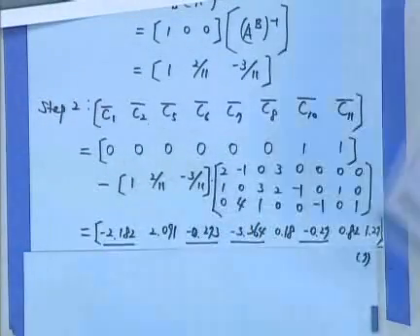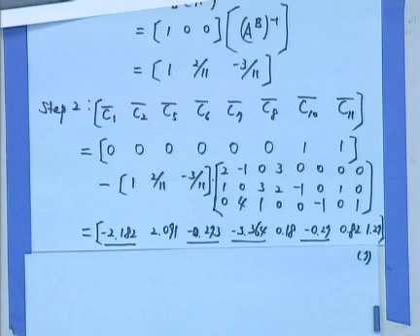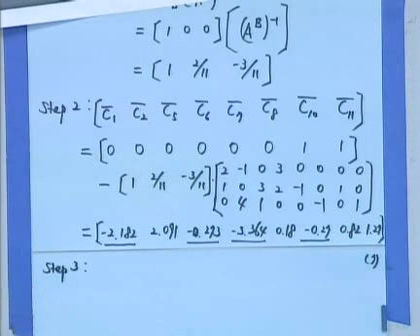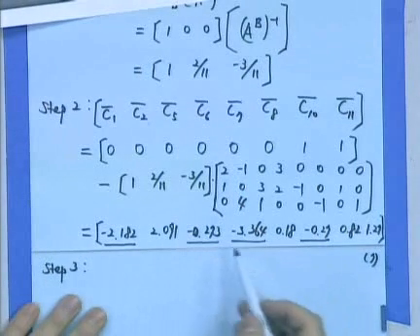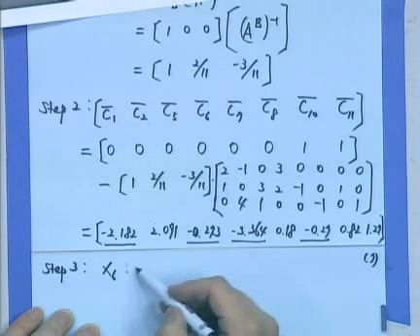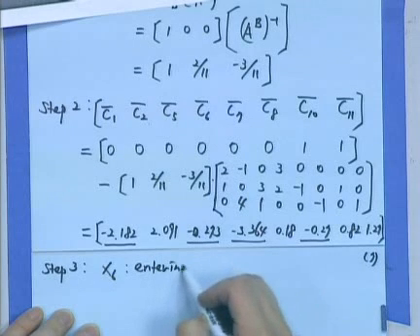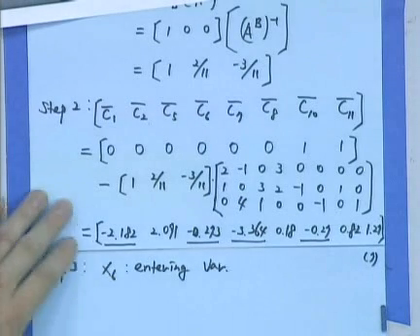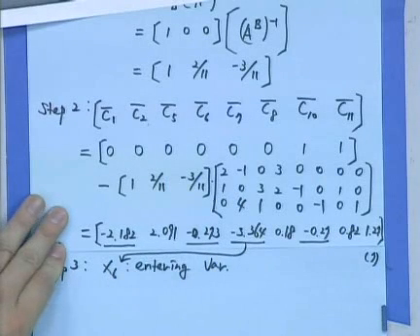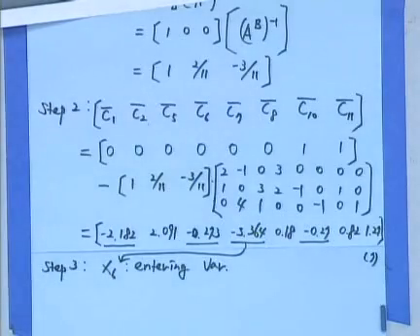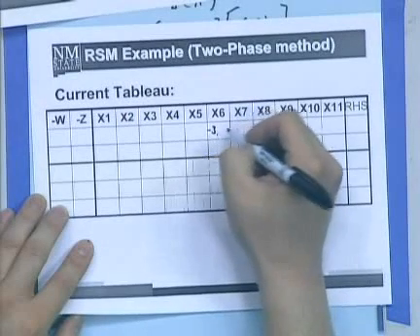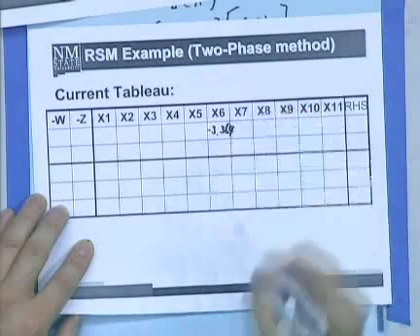So in our current table, we should select the entering variable first, right? So let's arbitrarily select x6 to enter the basis, which is the most negative value, okay? And we have negative 3.364 right here. Okay?